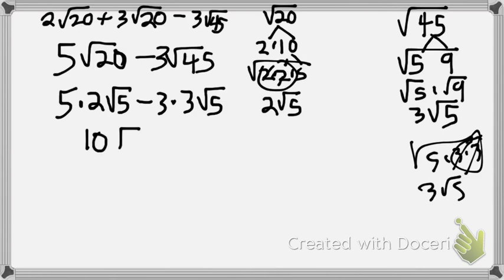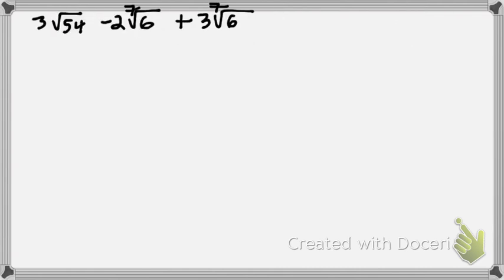5 times 2 is 10. 3 times 3 is 9. And then we have 10 radical 5 minus 9 radical 5, or the square root of 5. So I did this one, but I actually want to see what you guys can do with it. So try this out. If you can't get this, come in at lunch and I'll help you.